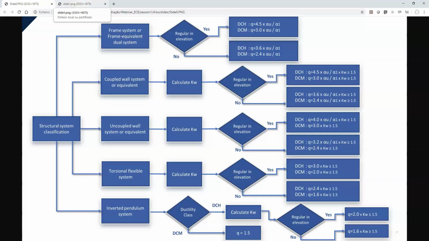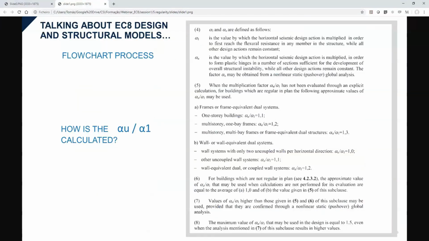But as I mentioned, for coupled walls in the Y direction, we must calculate the alpha U over alpha 1 factor. This calculation can be done using two methods. One is to perform a pushover analysis as indicated by the Eurocode to explicitly calculate aspects of the building's dissipative capacity, providing some flexibility in how we configure this factor and calculate our final behavior factor. The other method is a simplified method that depends on the typology of the structural system resisting seismic forces and other aspects of the building's morphology and geometry. We are choosing the simplified method for the sake of simplicity.